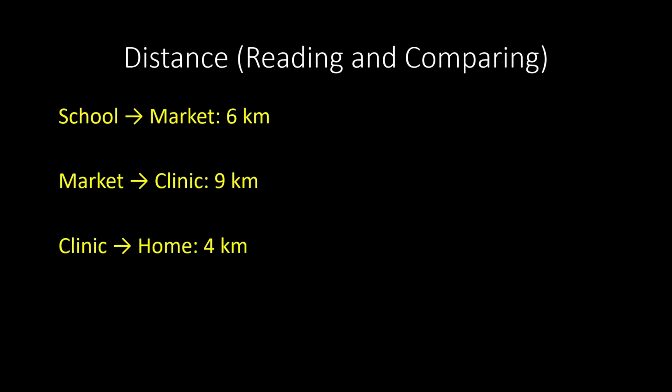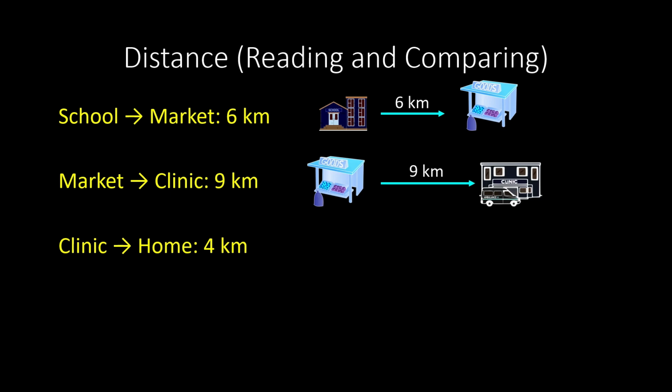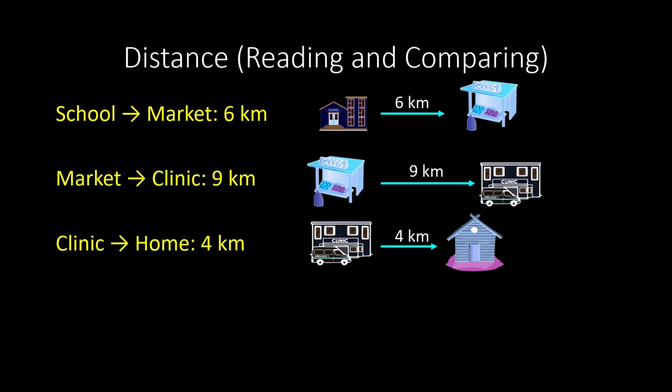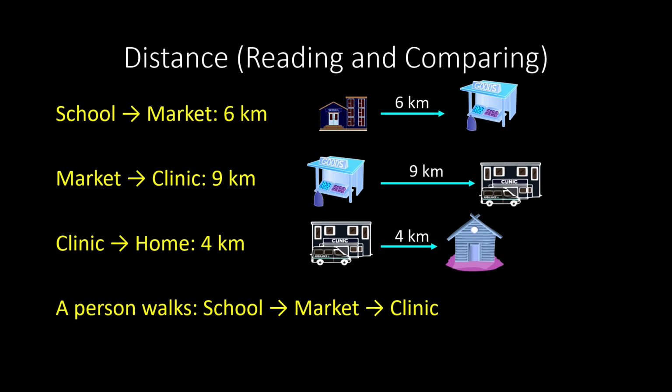The first example is looking at distances in kilometers for everyday journeys. We may be asked to add them to find a total distance or compare them to decide which is longer. So in this example, the journey from the school to the market is 6 kilometers. The journey from the market to the clinic is 9 kilometers. And the journey from clinic to home is 4 kilometers. Suppose a person walks from the school to the market to the clinic. How much do they walk altogether? Or what distance do they walk altogether?